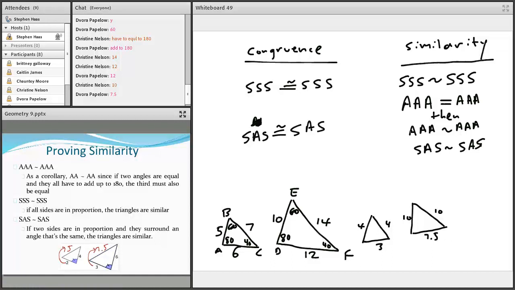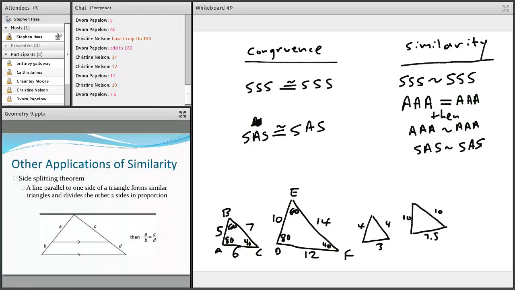And of course, because the triangles are similar, all the angles are equal. So if I told you this angle was 30 degrees, then that angle has to be 30 degrees. If I told you this angle was 40 degrees, then that angle has to be 40 degrees. And then the third angle is whatever 180 minus the rest of it is. Okay, that is proving similarity.